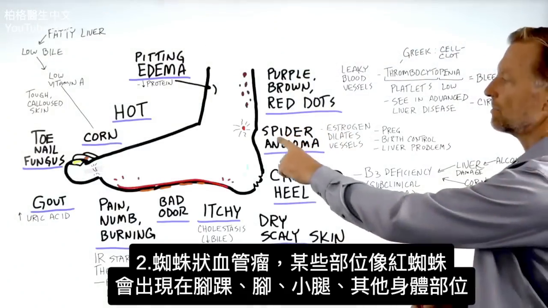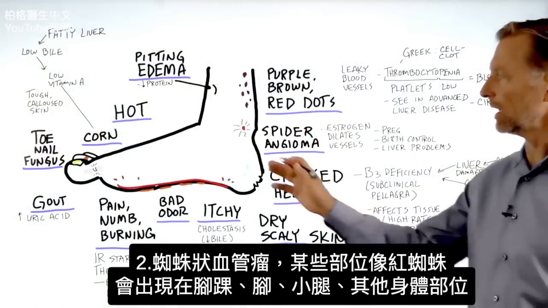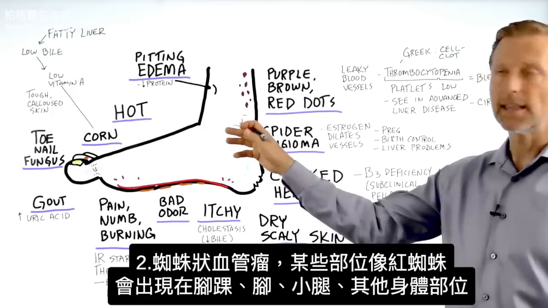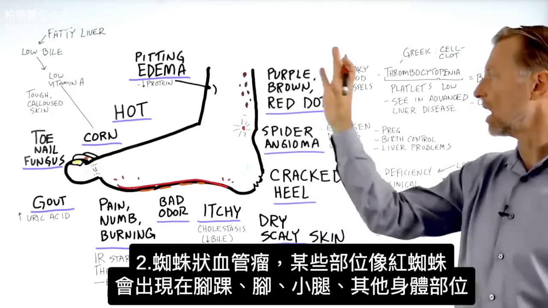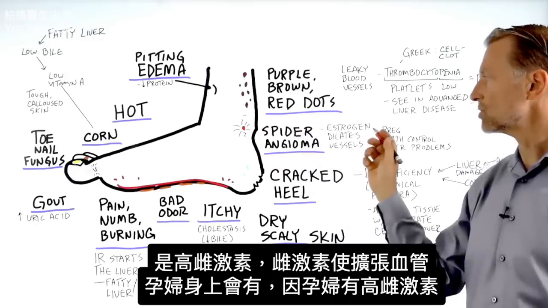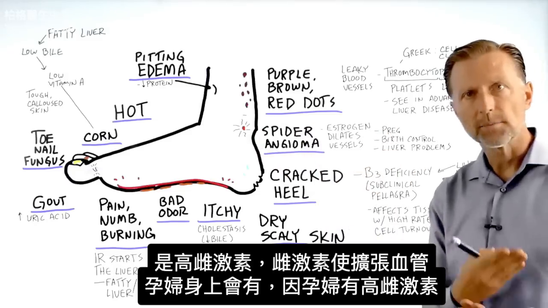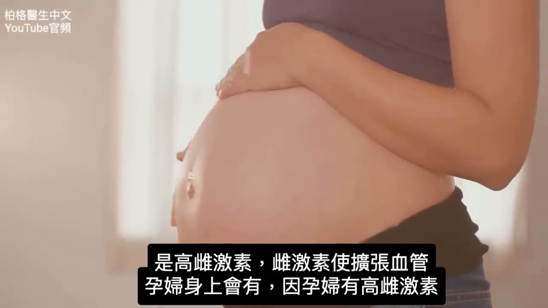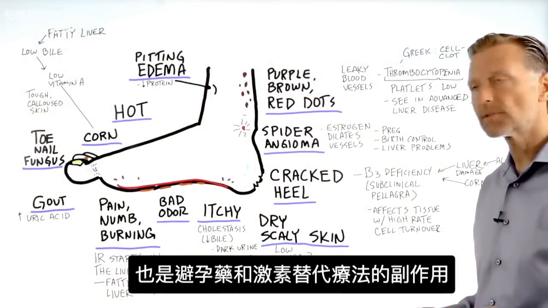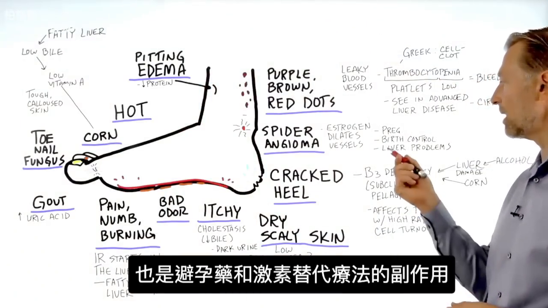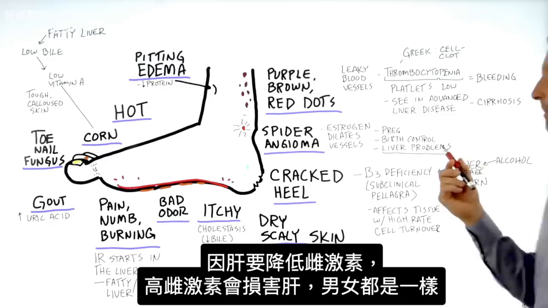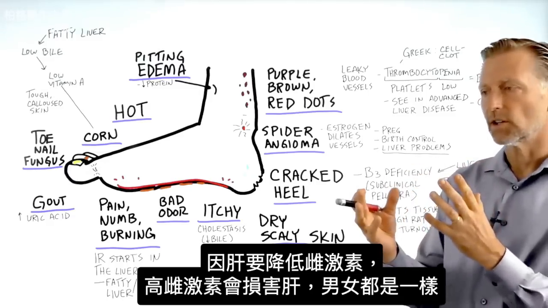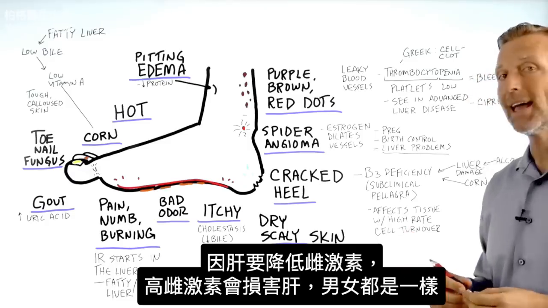All right, the next thing is spider angioma. It's a spider-like presentation of red blood vessels on certain parts of your body, and they can show up in your ankles, your foot, your lower legs, other parts of the body. This is an estrogen problem because estrogen dilates the blood vessels. And that's why you see this in pregnancy, because pregnant women are high in estrogen. Also as a side effect from taking birth control pills, hormone replacement therapy, as well as in liver conditions, because the liver helps to buffer estrogen. And if there's damage in the liver, you're going to have higher levels of estrogen in men and women.